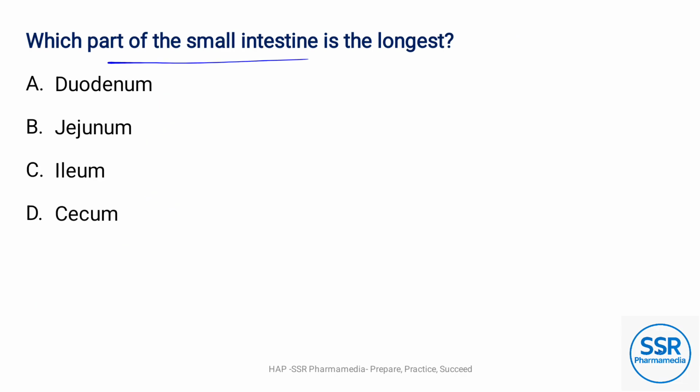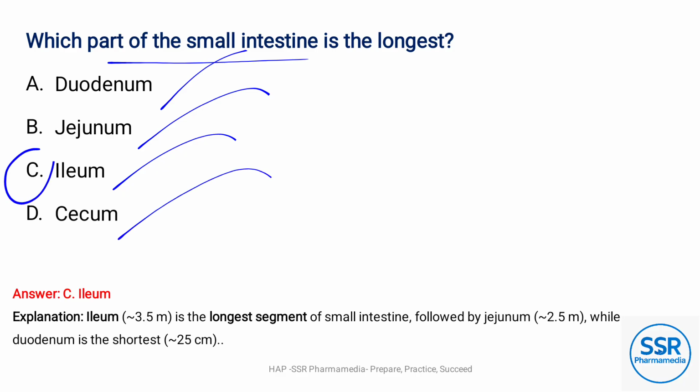Which part of the small intestine is longest? Option A, duodenum; option B, jejunum; option C, ileum; option D, cecum. So the answer is option C, ileum. The ileum, nearly 3.5 meter, is the longest segment of the small intestine, followed by the jejunum, and the duodenum is the shortest one.